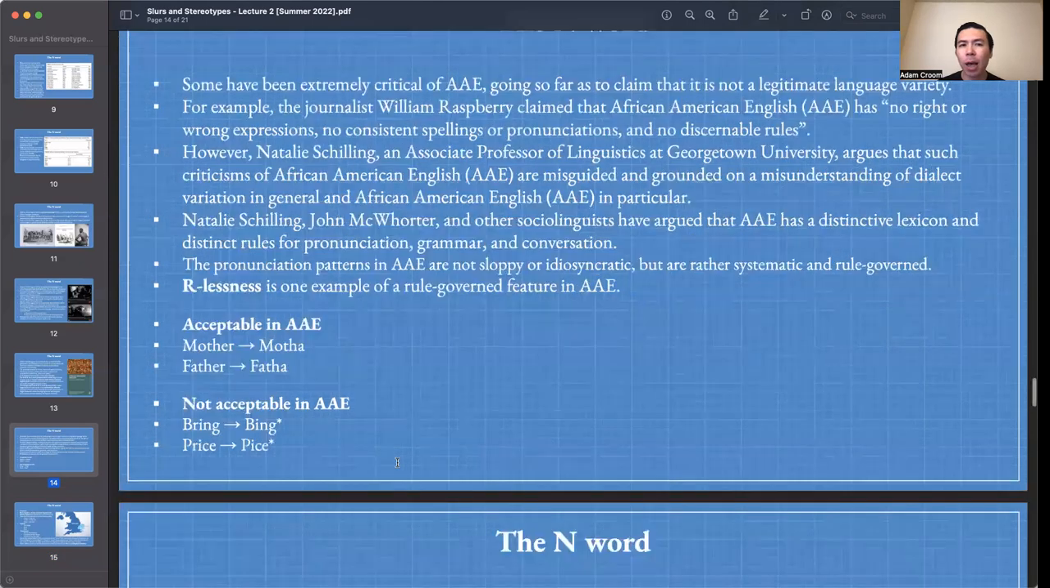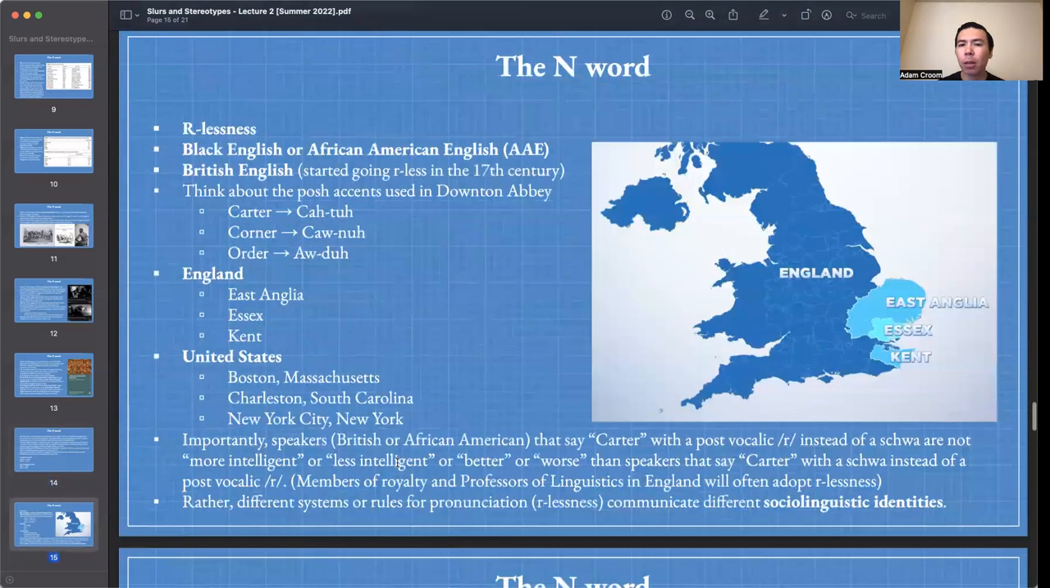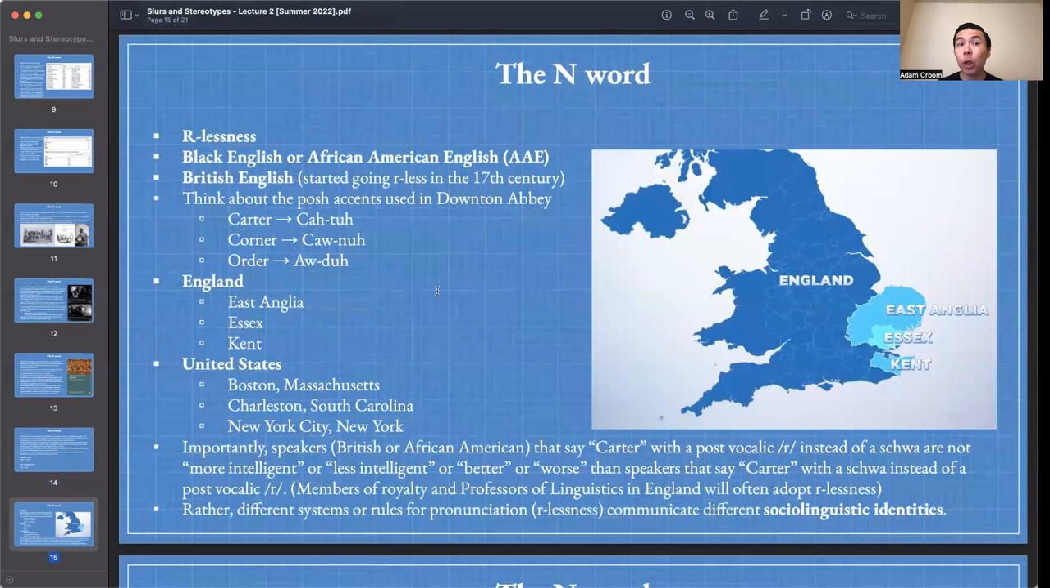So we see that R-lessness, although it is a feature of Black English or African American English, is not only a feature of Black English or African American English. R-lessness is also a feature of British English, as well as English in other parts of the United States.